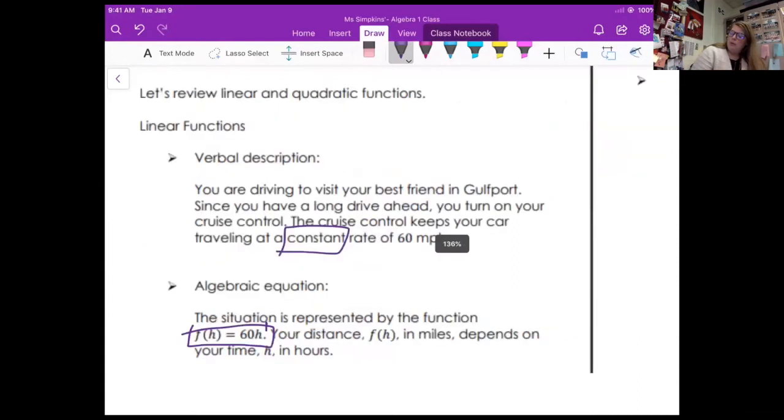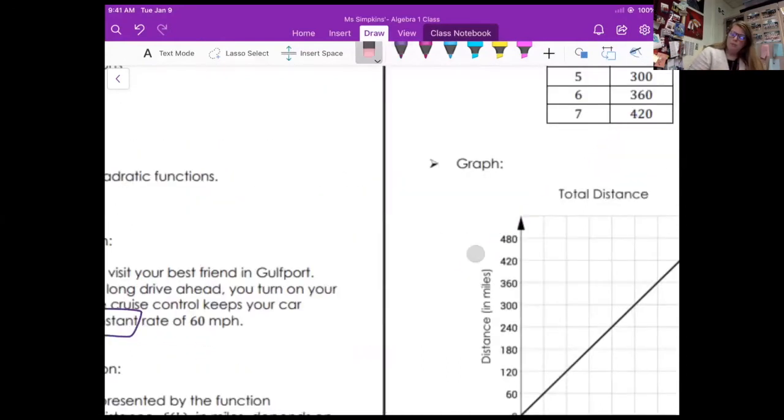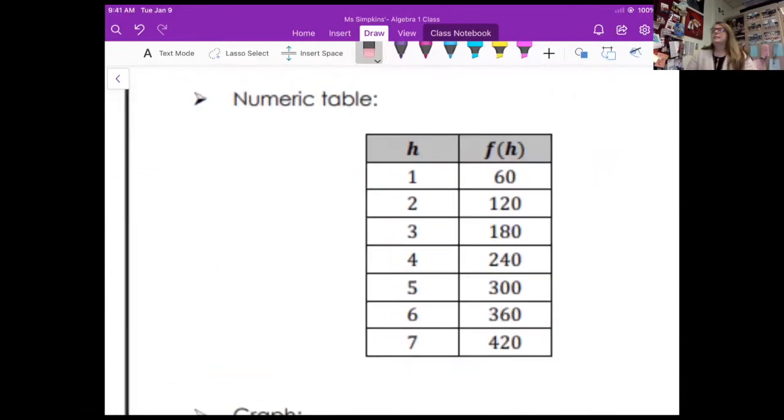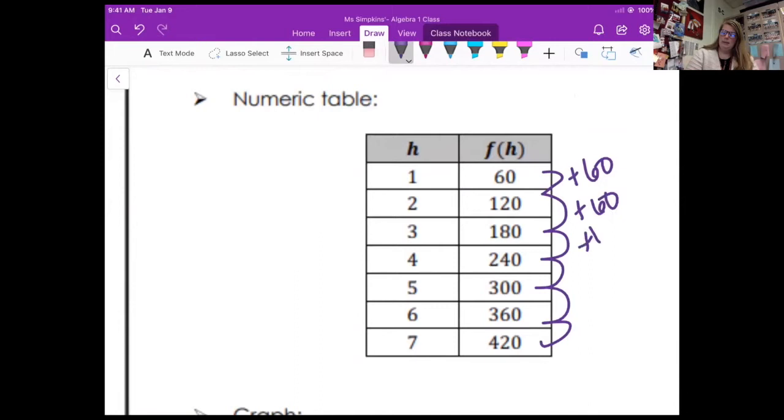If we look at a table, here's a table of the same situation. After 1 hour, I've driven 60 miles, 2 hours, 120, 3 hours, 180. How do I know this table is linear without me telling you? Well, we can look at the rate of change. It's changing by the exact same number every time. What's it changing by? 60. We're adding 60 every time to get the next number. So if I'm given a table, that's how I could tell if it's linear.